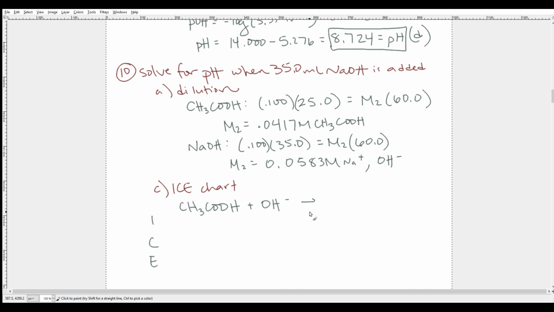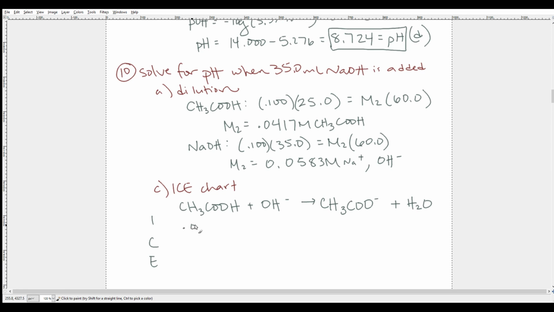Okay, so in this situation, we have more of our base than we do of our weak substance. And because of that, I know that my weak substance is going to get completely used up. That is a little note that you could add for yourself. When the volume of your base is larger than the volume of your weak acid, I know that my weak acid is going to get completely used up. So in that case, I'll just use a one-sided arrow, because once that weak substance gets completely used up, it's not going to go back.